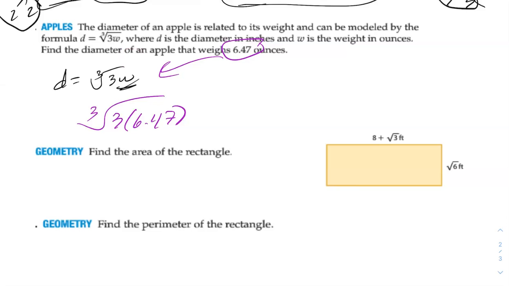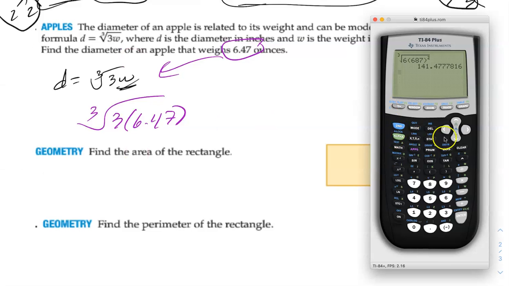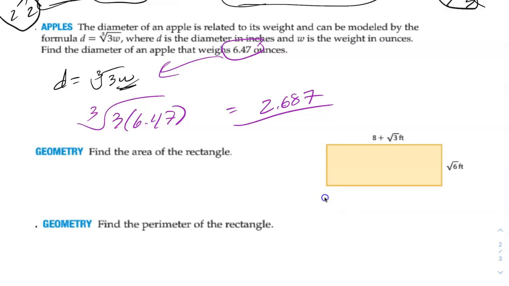Bring out a calculator. I have mine right here. I just got to do that. So there's a cube root right there, and 3 times 6.4 over 7. There we go. So I get 2.67. That's the diameter in inches. That's the diameter of the apple that weighs that much.